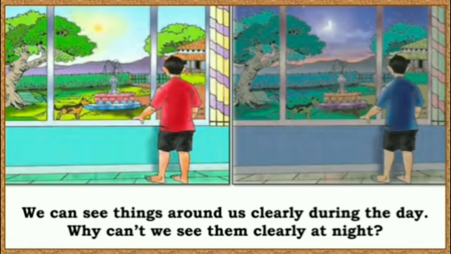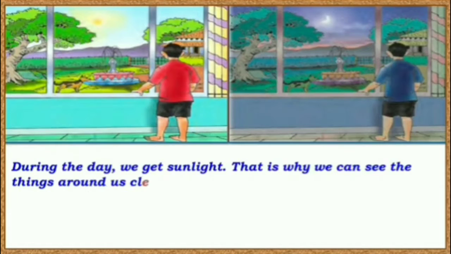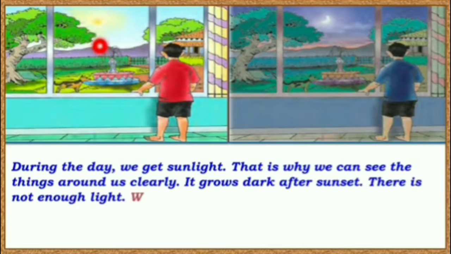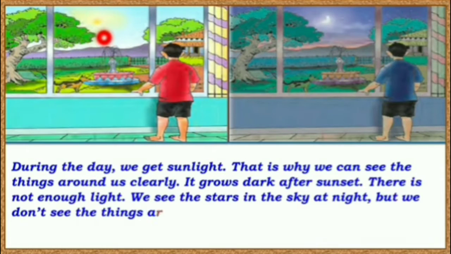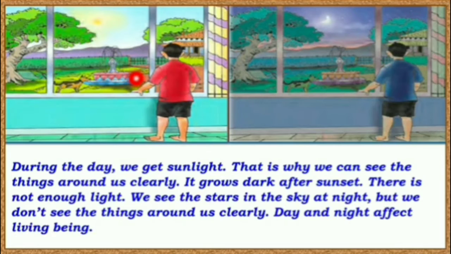As you can see in these two pictures, first picture shows the daytime and we can see the things clearly in this picture, but not during the night. In the second picture, we cannot see anything. Why is it so? It is because during the day we get sunlight. Here is the sun which gives us light during the day. That is why we can see the things around us clearly.